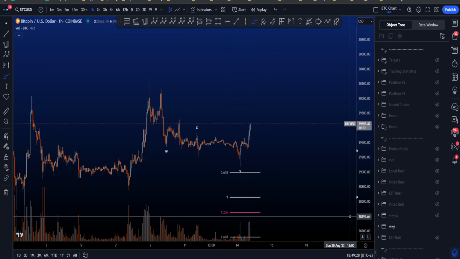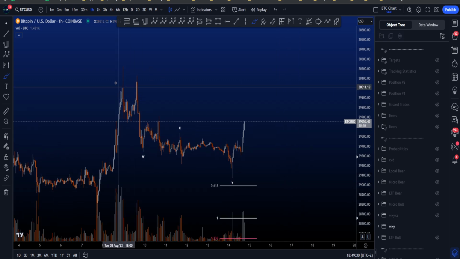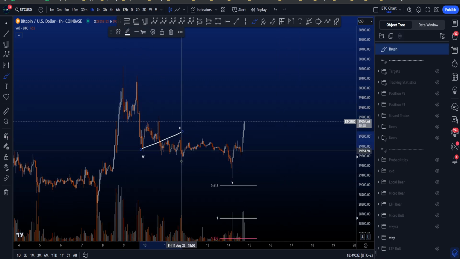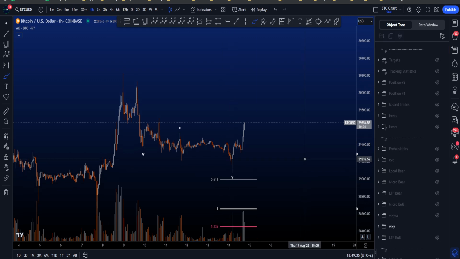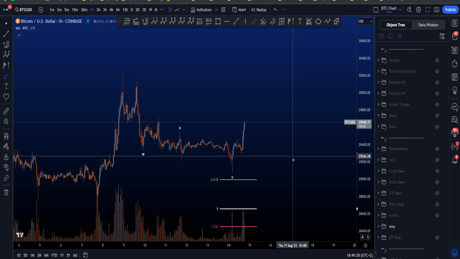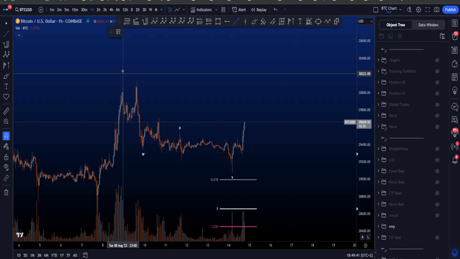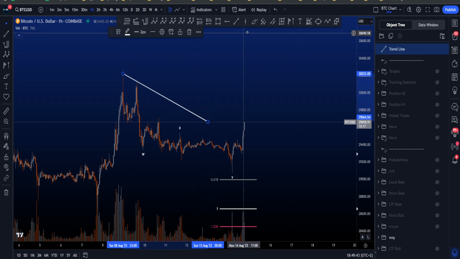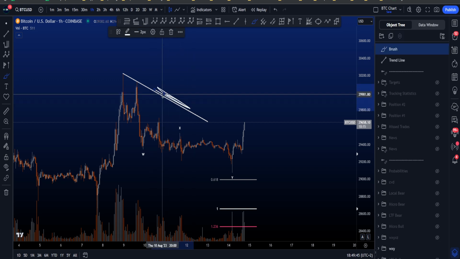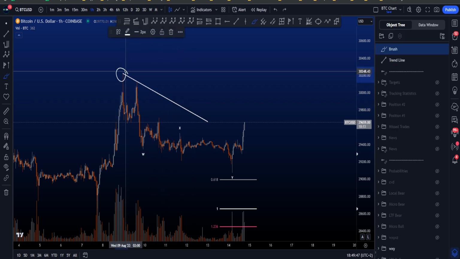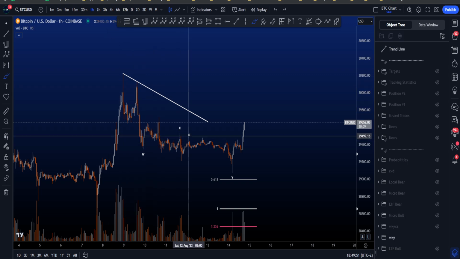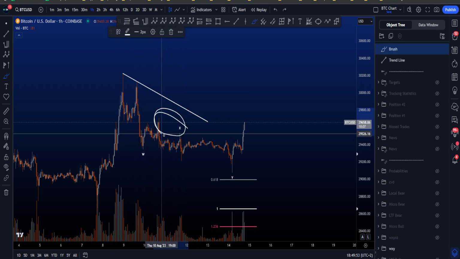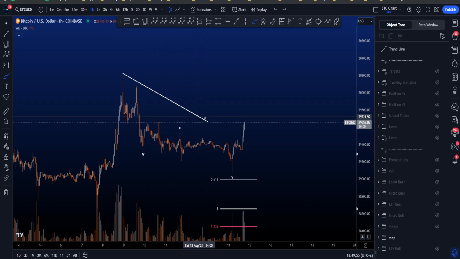The first one is a WXY scenario where wave W is a zigzag, X is a complex correction, and Y is a zigzag to the downside. So we're then talking about a double zigzag WXY. However, what you prefer to see is the X to cross this trend line taken from the beginning of W to the high of wave B in the first ABC over here. And you can clearly see that none of the highs of this wave X went above this trend line, which is not great.